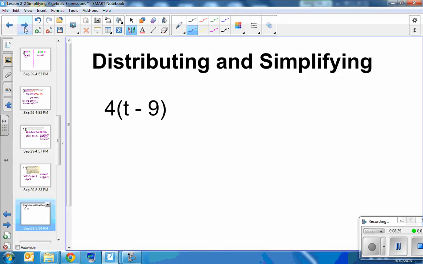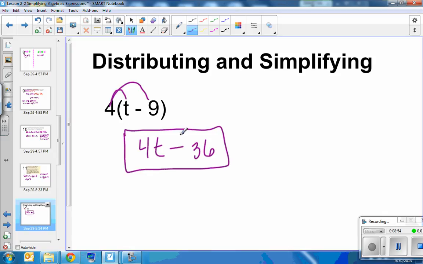So distributing and simplifying. When we distribute, we're giving a number to all the other terms. So I want to distribute what's on the outside of the parentheses. So I'm going to distribute the 4 to the positive t and the 4 to the negative 9. So 4 times t is 4t. 4 times the negative 9 is a negative 36. And again, I'm going to use my negative sign as my subtraction. Distributed the 4 times t to get 4t, 4 times negative 9 to get negative 36.